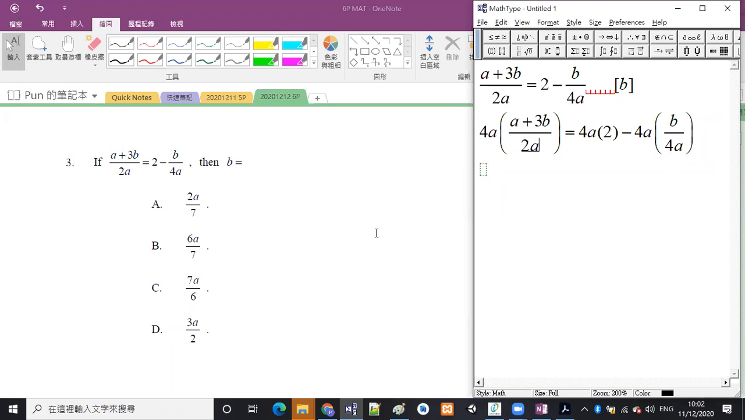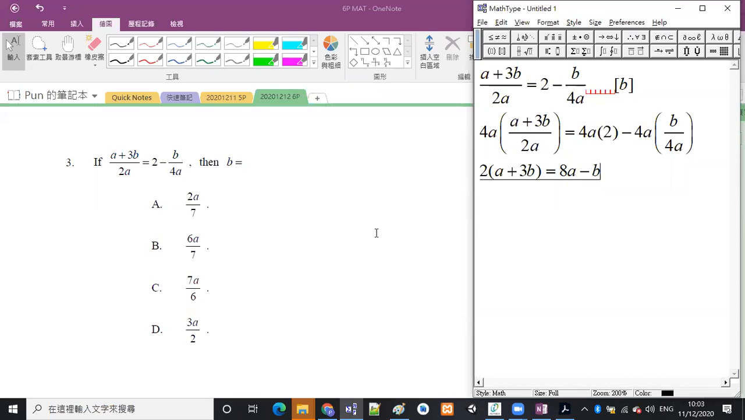2a will be completely cancelled. What is remaining is 2 times a plus 3b. Okay? And on the right-hand side, we have 4a times 2, which is 8a, minus 4a times b over 4a. The 4a and 4a will be completely cancelled. So what is remaining is just b. Okay, so at this step, you have successfully cancelled out all the fractions.